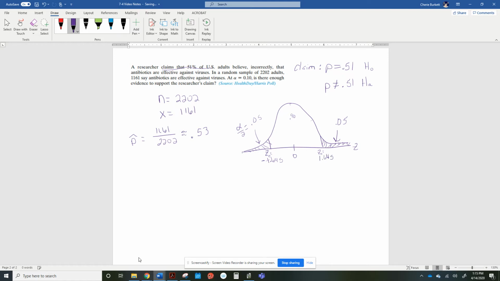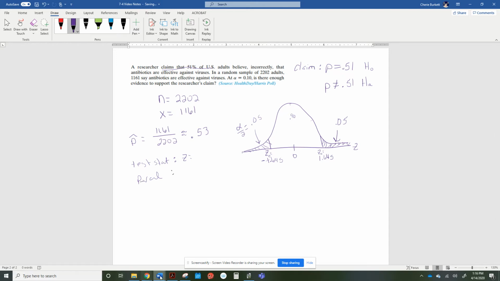Now we need to find the test statistic, and the test stat is going to be found on the calculator. That'll be z equals something, and we're also going to get a p-value.